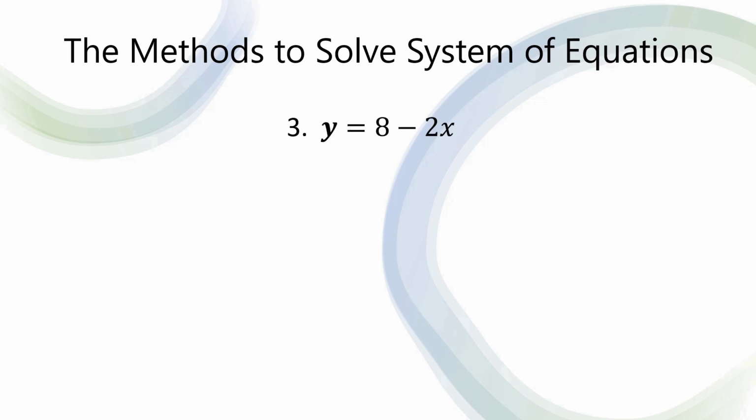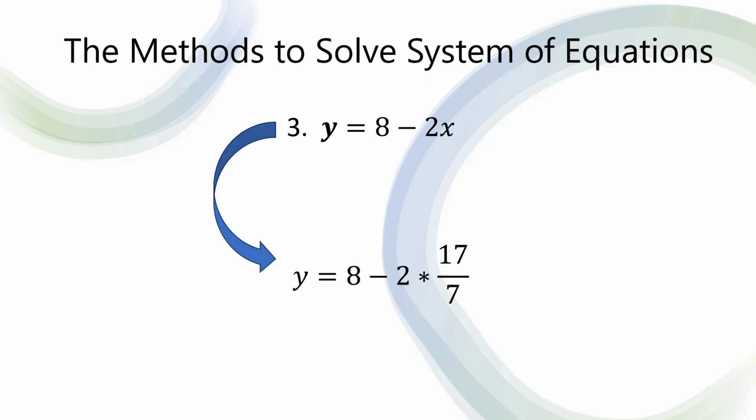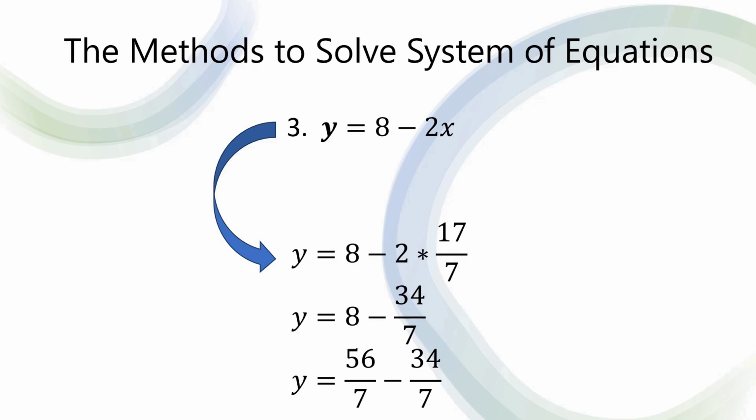Substitute the value of x. Y equals 8 minus 2 multiplied by 17 divided by 7. Step 8. Simplify. Y equals 8 minus 34 divided by 7. Step 9. To subtract fractions, find a common denominator, which is 7 in this case. Y equals 56 divided by 7 minus 34 divided by 7.